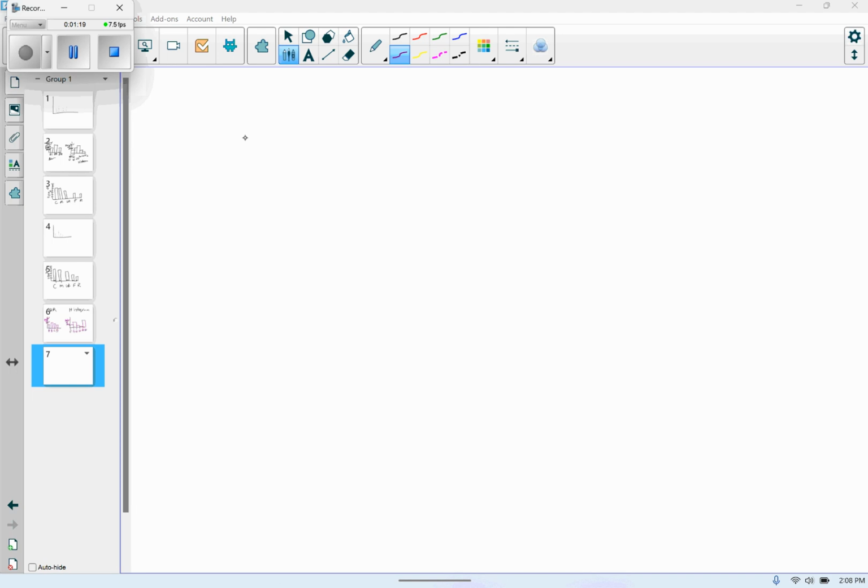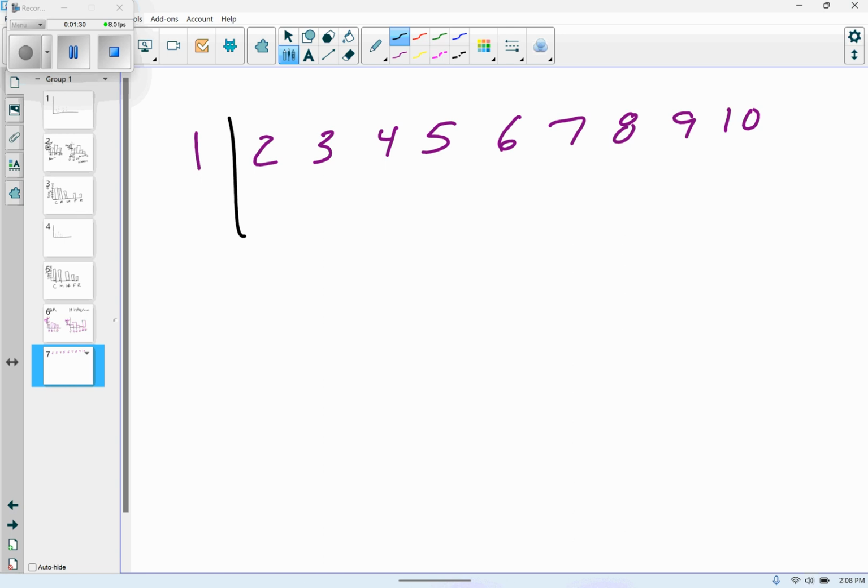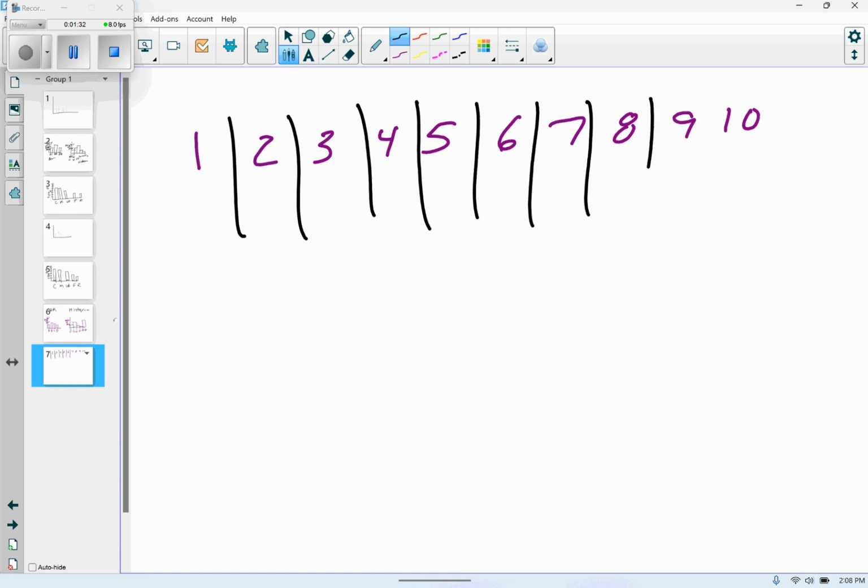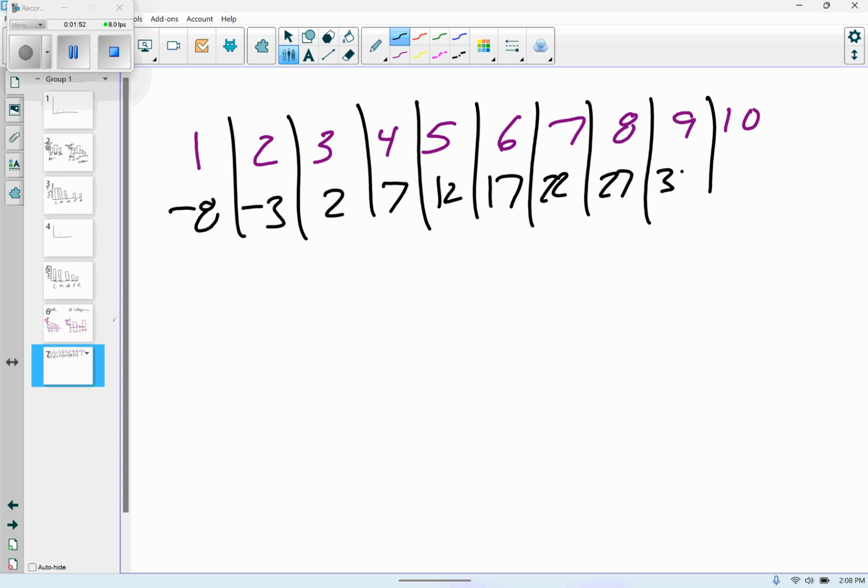So they have 1 to 10 on the top. And then I'll just put a little line, so divide it up. And then we got -8, -3, 2, 7, 12, 17, 22, 27, 32, and 37.